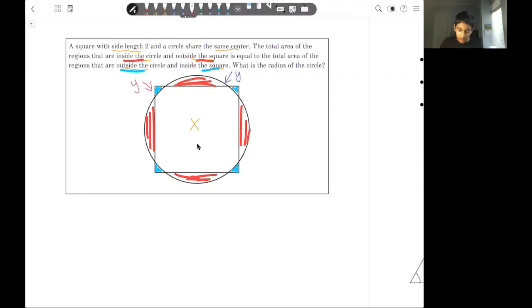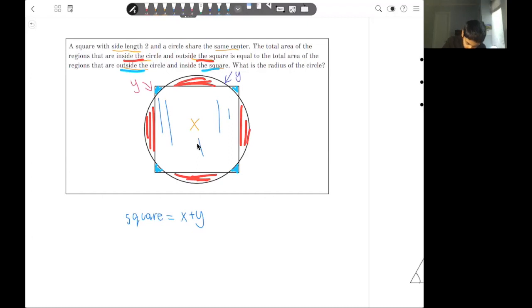Because all 4 blue parts are going to be the same area as all 4 red parts. So they're both y. The red part's y, the blue part's y. And the inside is just common, so that's just x. So the square area is just the inside part plus the area of the blue region, which is y. So the inside part is x, the blue region on the outside is y.